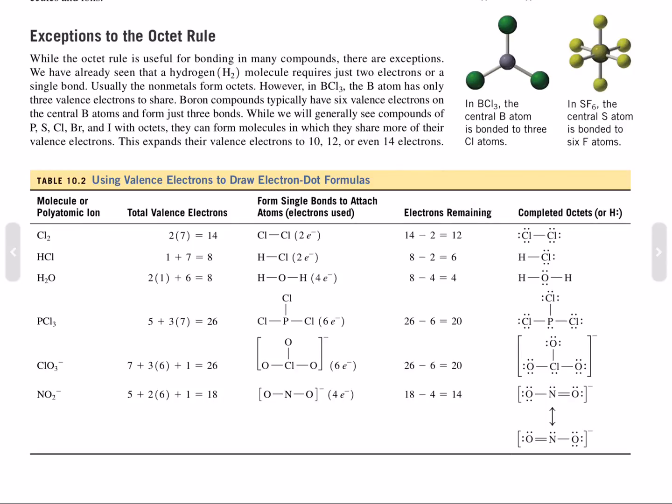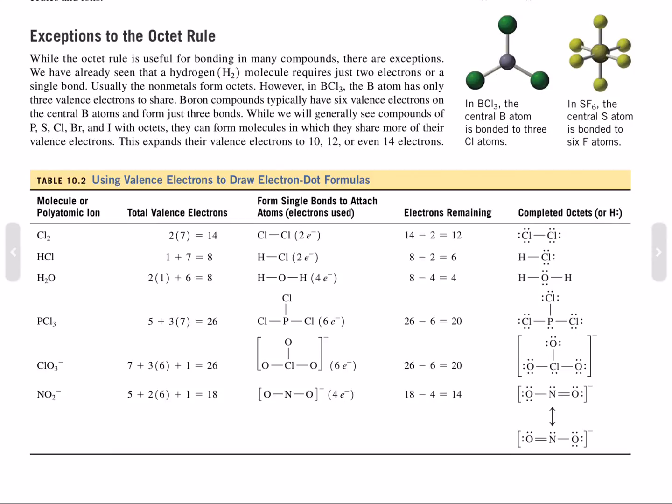Water: there's 2 ones for the hydrogens plus 6 for the oxygen, that leaves 8. With a central oxygen and 2 hydrogens, that takes 4 electrons for the bonds, that leaves 4, and the 4 go on the oxygen. Phosphorus trichloride: there's 5 for the phosphorus, 3 sevens for the chlorines, and that's 26. There's 6 electrons used in the bonds, which leaves 20. So 3, 6, 9: 9 on each chlorine and 1 left on the phosphorus.